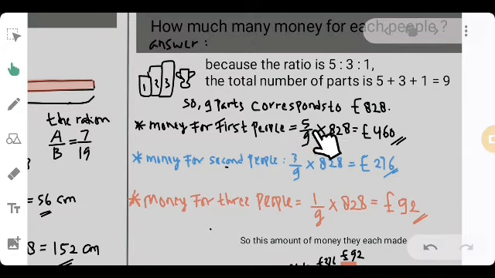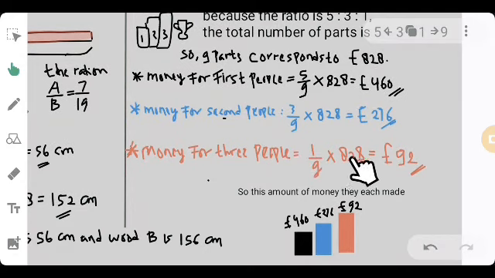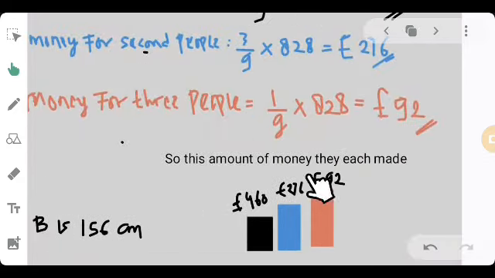The first person gets 5/9 times 128 pounds. The money for the second person is 3/9 times 128, which is 42.67 pounds, and the money for the third person is 1/9 times 128, and the result is 14.22 pounds. So the amounts of money for each winner are as calculated for the first, second and third.